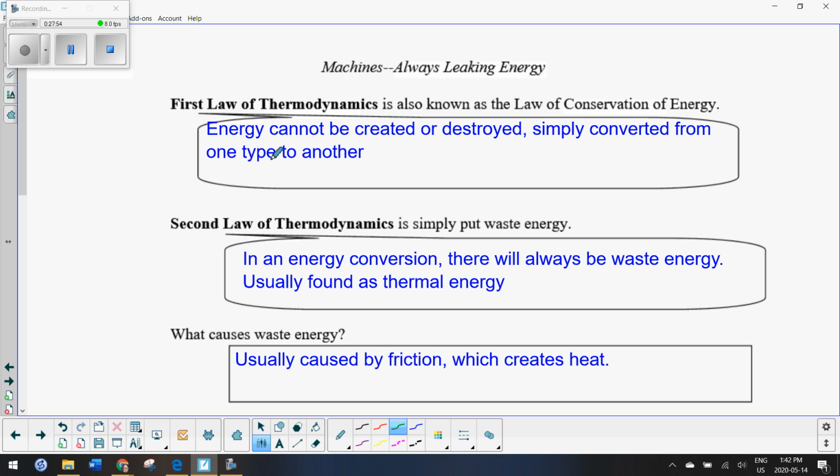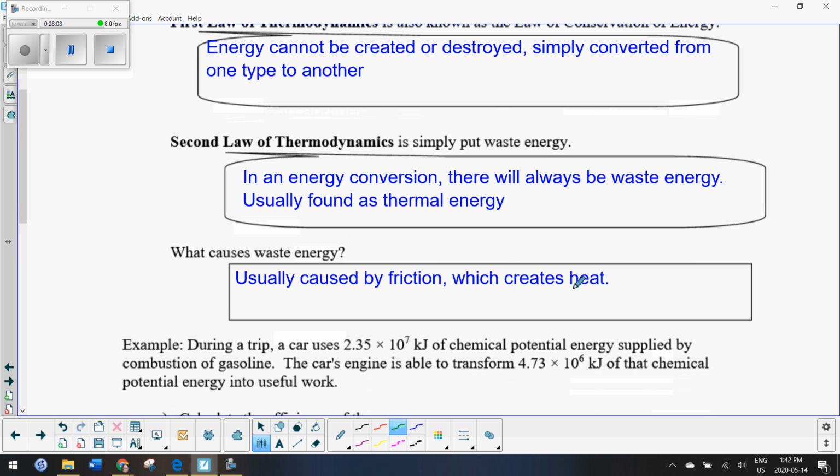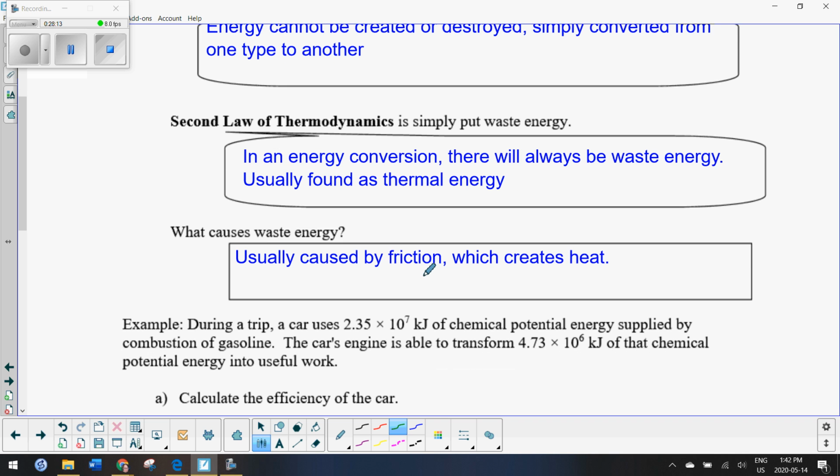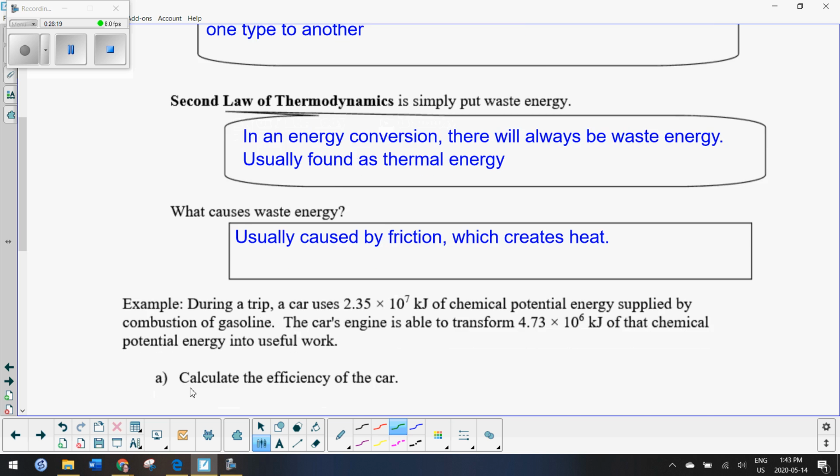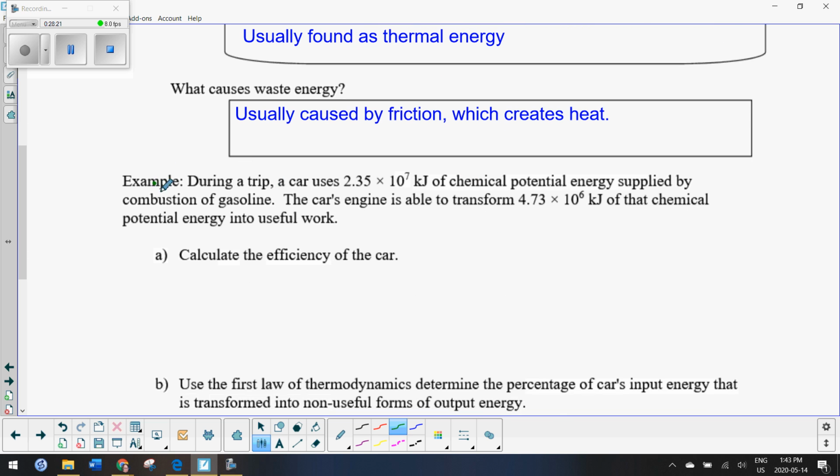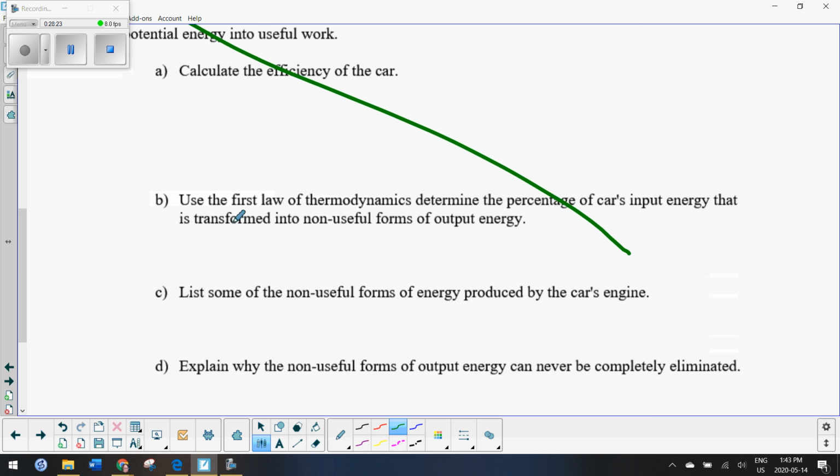Laws of thermodynamics, which you should already know. First law is talking about energy cannot be created or destroyed, simply converted from one type to another. Second law says as that conversion is happening, you're going to have waste energy, and that waste energy is usually thermal energy, which is created mainly by friction. If you rub your hands together, that is thermal energy, and that gives you the heat. Efficiency we've already done, so I'm not going to worry about it.